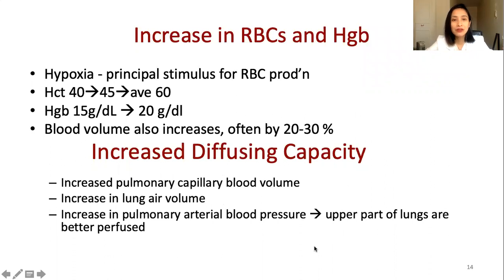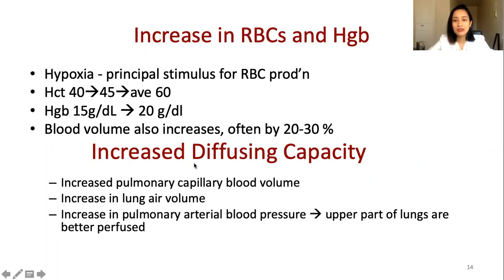As I mentioned earlier, there's an increase in RBCs and hemoglobin. And remember that hypoxia is the principal stimulus for RBC production. The hematocrit can go as high as from the normal 40 to an average of 60, and the hemoglobin from 15 to as high as 20. The blood volume also increases by about 20 to 30%.